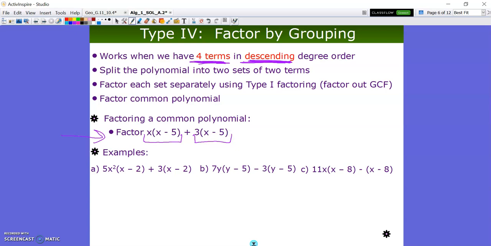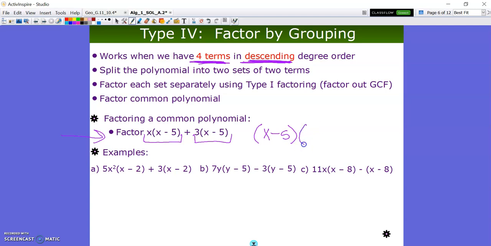What do they each have in common? Well, if you look inside those parentheses, you'll see it. They each have an x minus 5. That is actually its greatest common factor. So we're going to start by writing that first. Remember, we always put our GCF first.